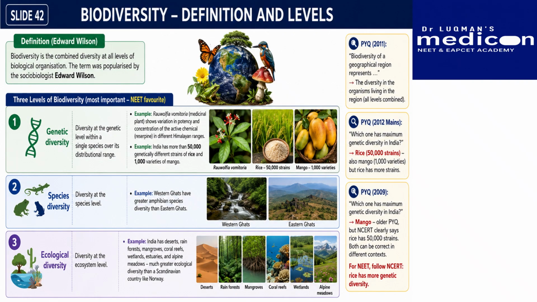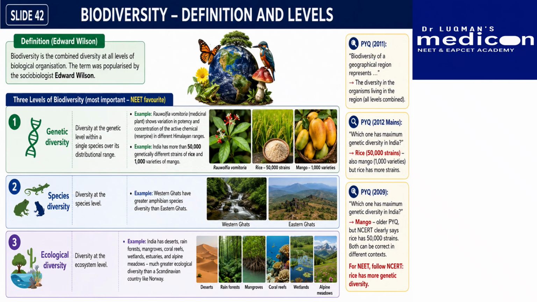Moving on, let's see what we mean by biodiversity and its levels. Okay, the definition of biodiversity was given by Edward Wilson. Biodiversity is the combined diversity at all levels of biological organization. The term was popularized by the sociobiologist Edward Wilson. The levels of biodiversity are most important, and it is one of the NEET favorite topics. One is genetic diversity, two species diversity, and three ecological diversity.